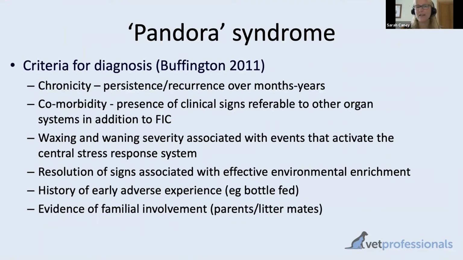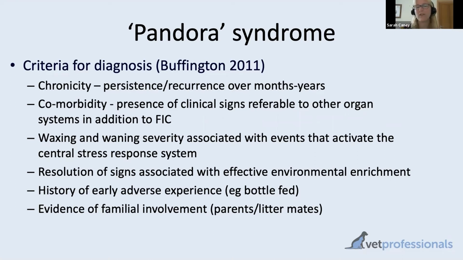And so if we want to define this situation further, then what we need to show in a patient is that this is long-term as a problem, so it's chronic. It's either persisting or recurring over months or years. And as well as the bladder signs, there are other signs that the cat is not completely happy, and these signs typically are worse when the cat is stressed. But if the cat's in a positive environment where it feels safe and reassured, actually all of those signs of lower urinary tract disease and other Pandora signs can completely disappear.